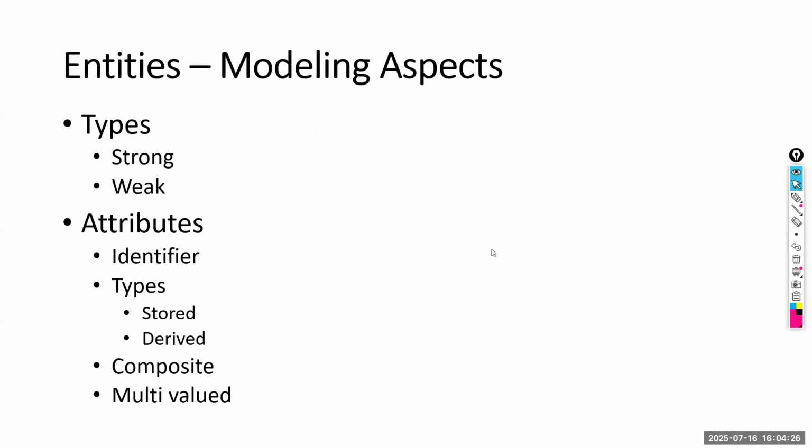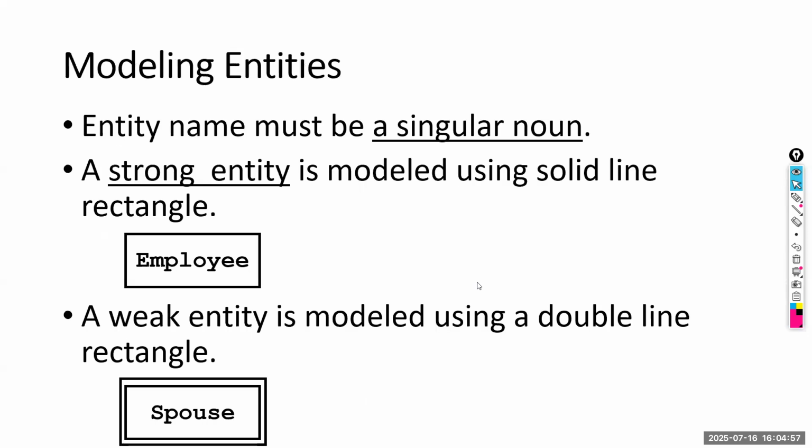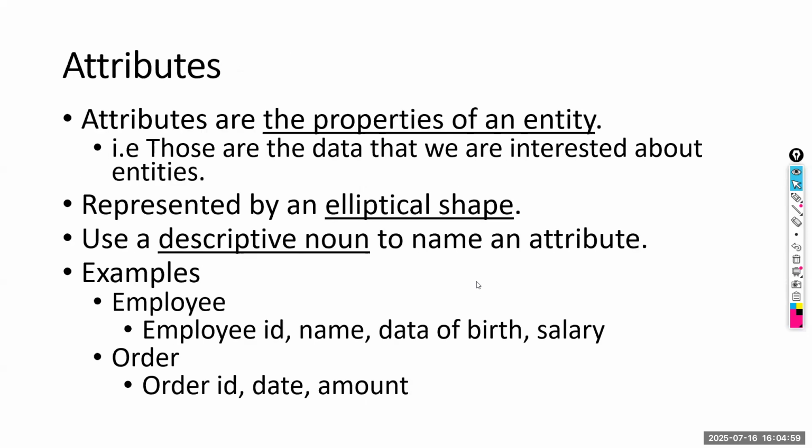Then we discussed how to model entities. We identify 2 types of entities: strong entities and weak entities. Strong entities are modeled as a normal rectangular shape, whereas weak entities we model as double line rectangles. Strong entities are our major concept. Weak entities are related to us indirectly, like parents of a student, spouse of an employee. Double line, single line.